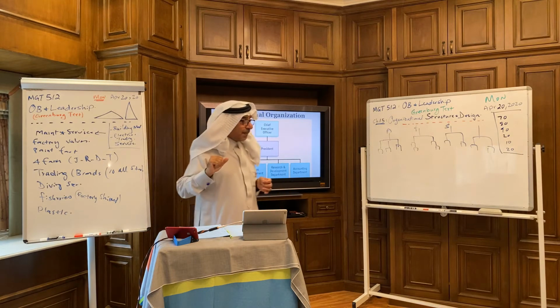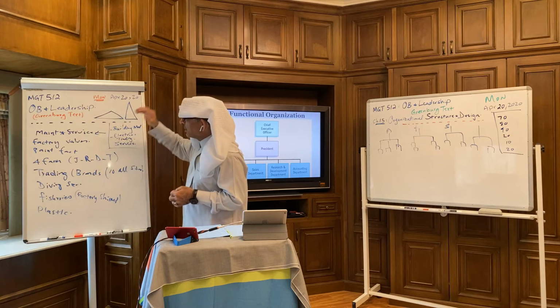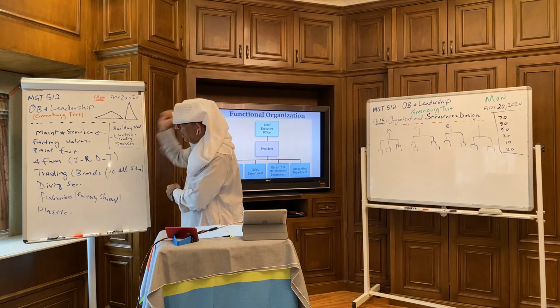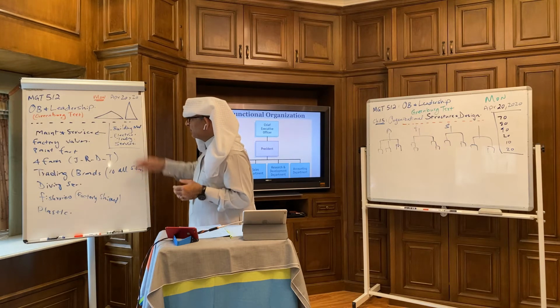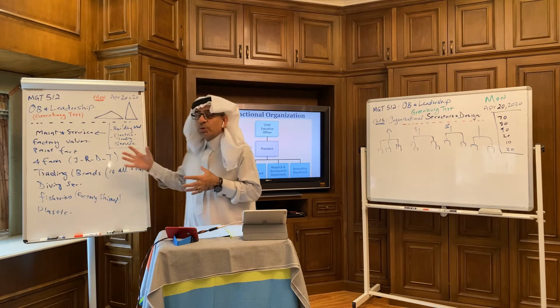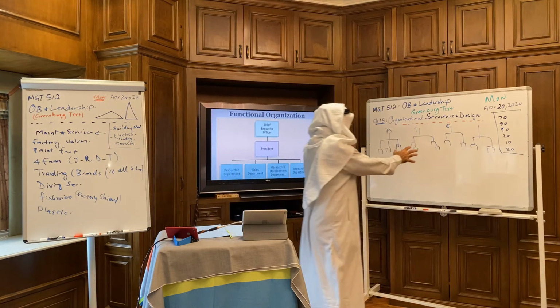Okay, how? And he has so many. He has factories, he has trading, he has services, he has maintenance. How do we convert those into an organizational chart?